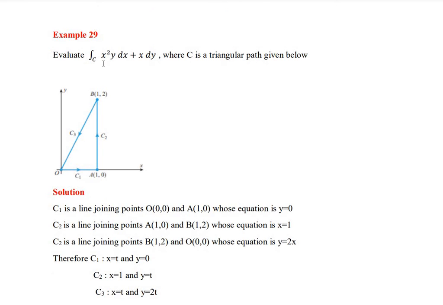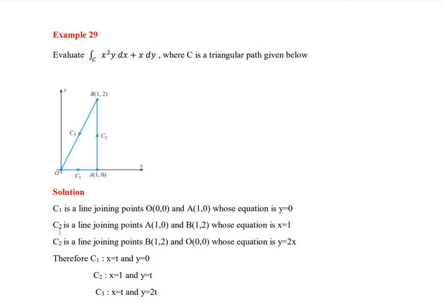Next one, evaluate the integral over C of x² y dx plus x dy, where C is a triangular path given below. This is a triangular path; this is C1, this is C2 and this is C3. So the solution: C1 is a line joining points O(0, 0) and A(1, 0), whose equation is y = 0. This is the x-axis, and the equation of the x-axis is y = 0.